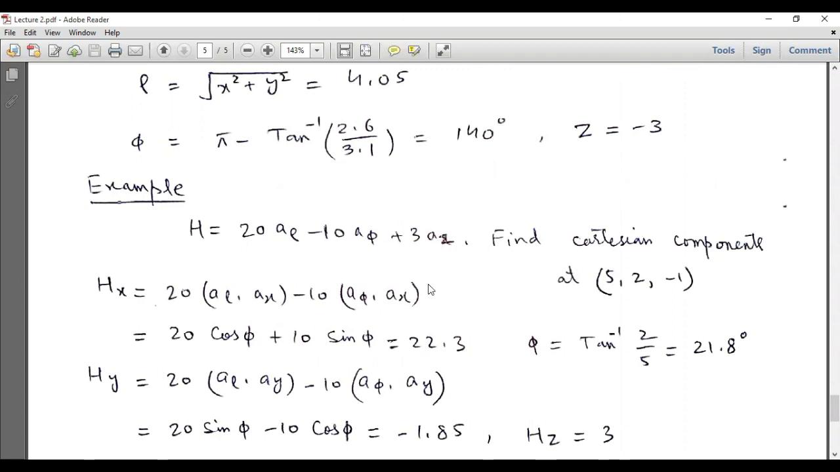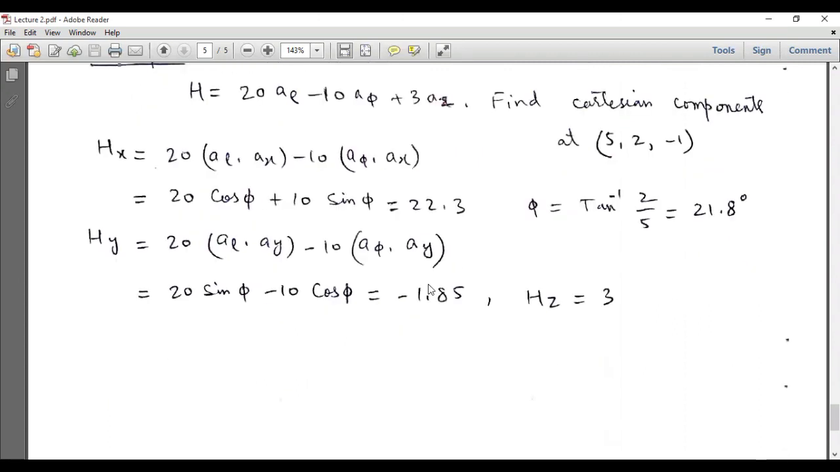So this is all about today's lecture. I hope you have understood and you have enjoyed solving these basic problems related to vectors.